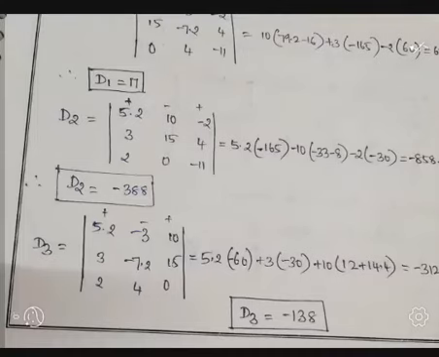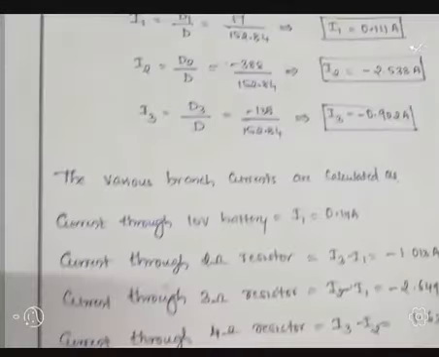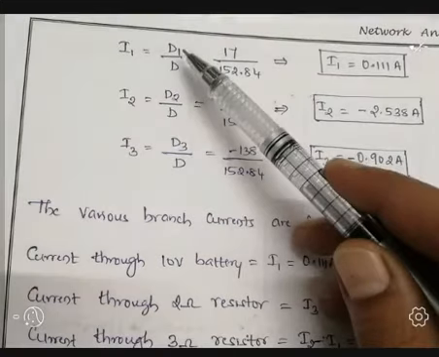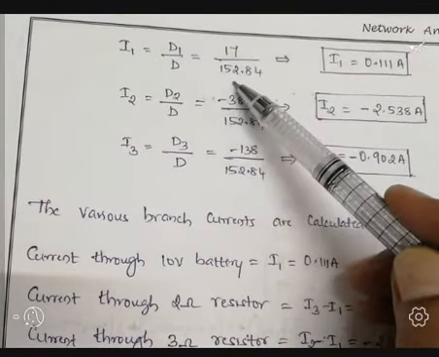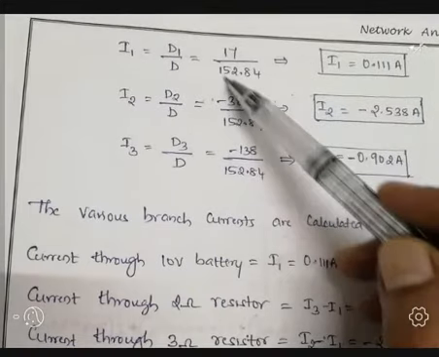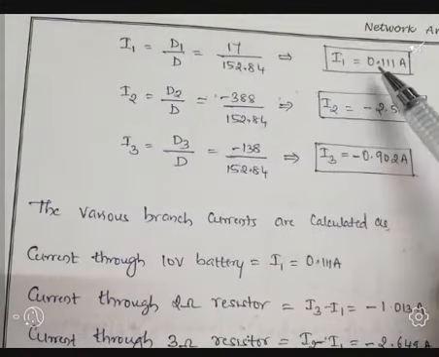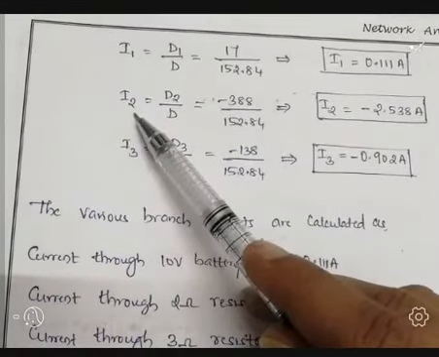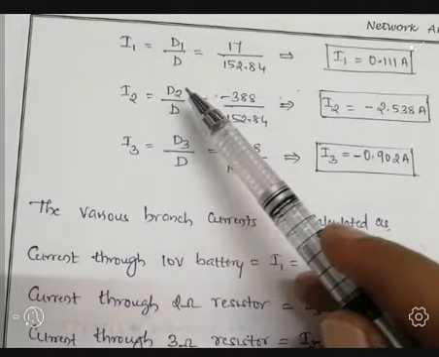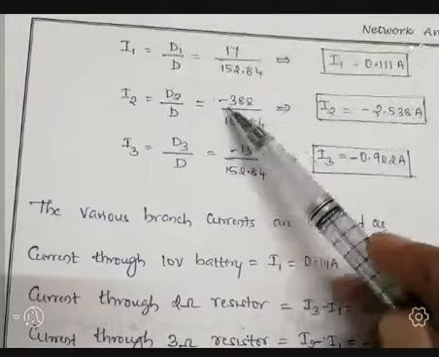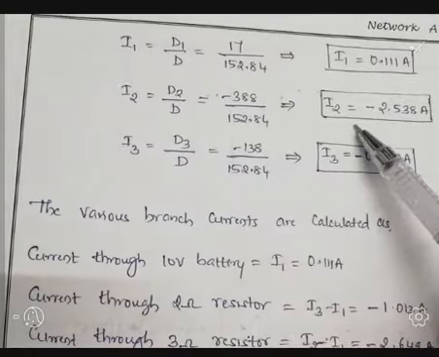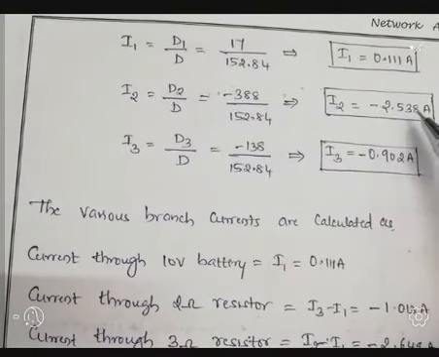So the next step is very simple, calculation of all the loop currents. First I will calculate the first loop current, I1, equal to, as I told, the ratio of d1 by d. d1 is calculated, that is 17, divided by d, 152.84. Do the simplification and the answer is I1 equal to 0.111 amperes. Next, calculation of the second loop current, I2. I2 equal to d2 by d. d2 is minus 388 divided by 152.84. Do the simplification and the answer is I2 equal to minus 2.538 amperes.